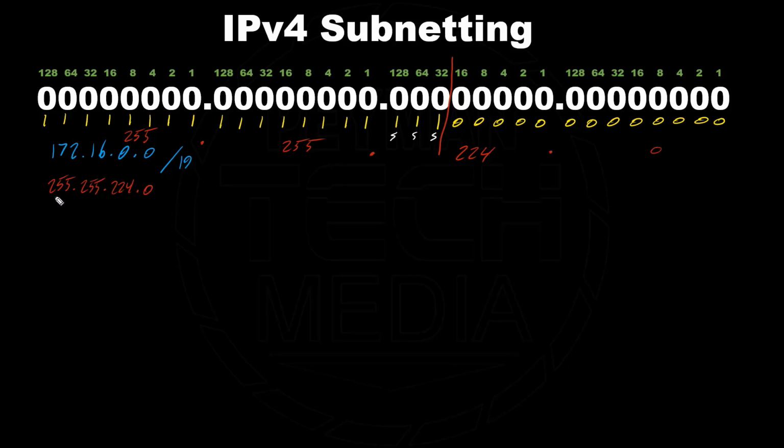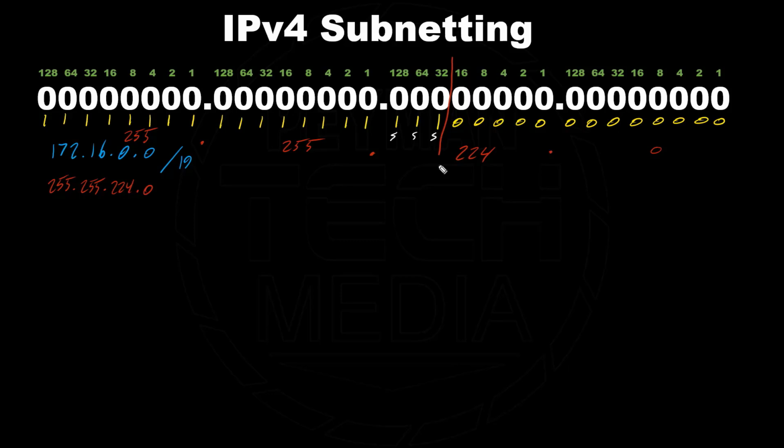The first octet, 255, when we convert it to binary, has all 8 bits turned on. The second octet, 255, also has all 8 bits turned on. The third octet is 224. The decimal value of 224, when we convert it to binary, gives us 11100000. Again, in previous videos we talked about how to convert decimal to binary and binary to decimal, so please make sure you watch those videos. Then the last octet is 0, and the decimal value of 0 in binary is 8 zeros.